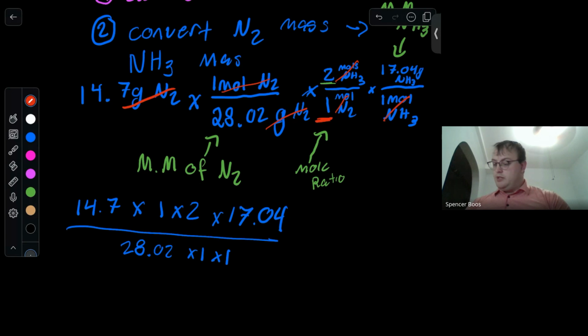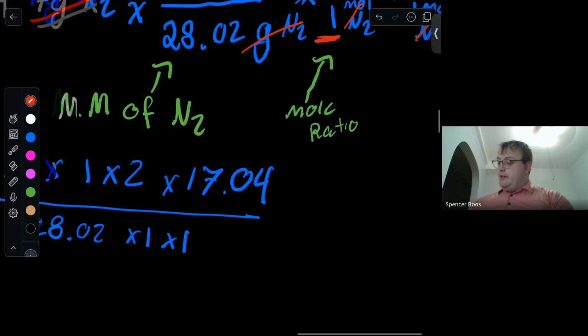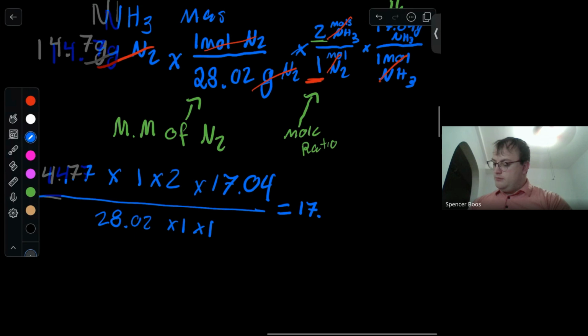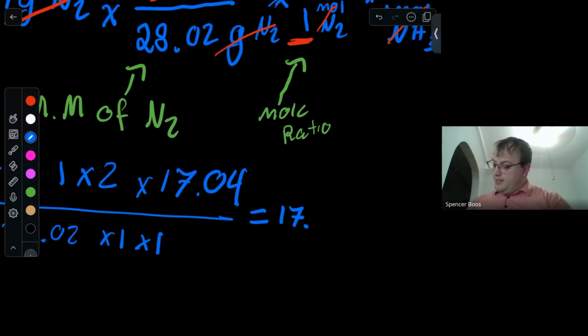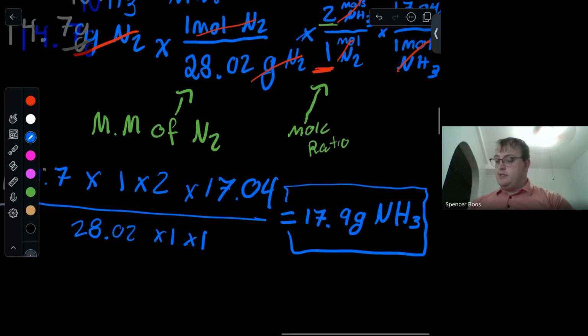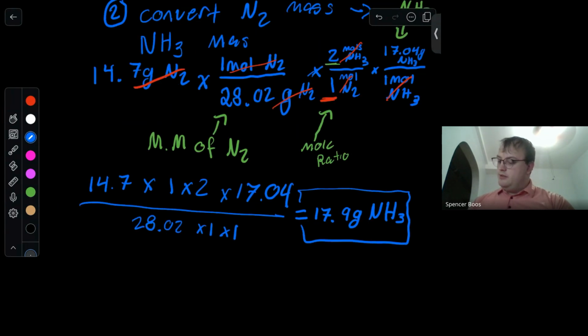14.7 times 1 times 2 times 17.04 divided by 28.02 times 1 times 1. And I get a mass of 17.639 grams of NH3. Here, we needed 3 sig figs because our starting measurement was in 3 sig figs.